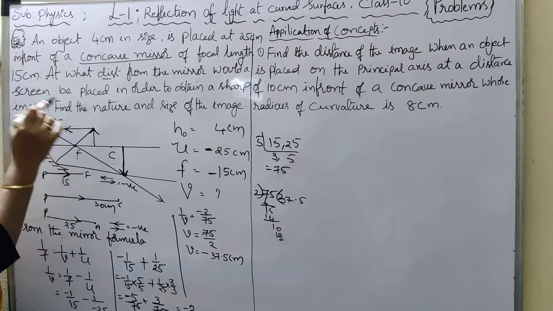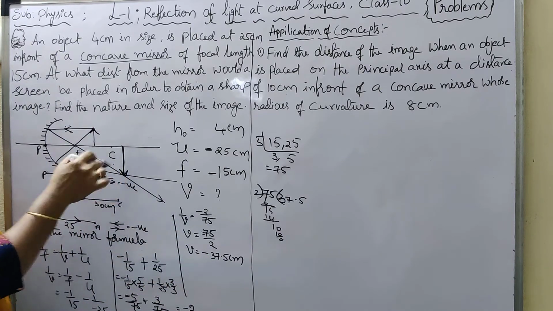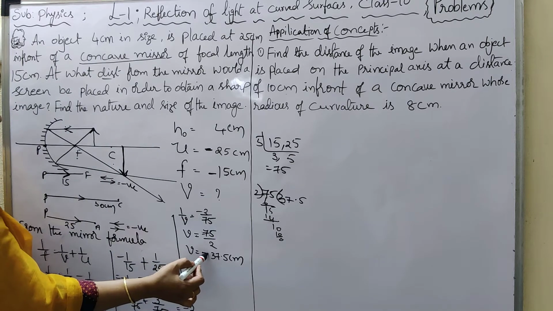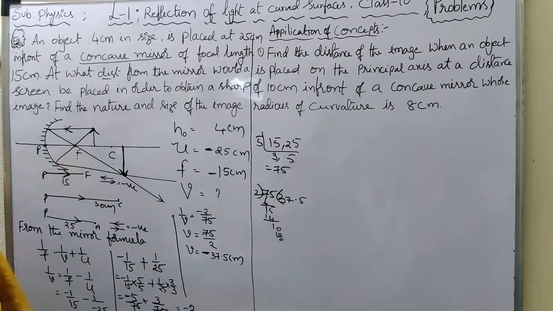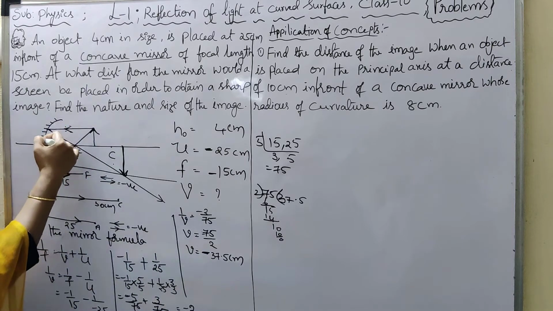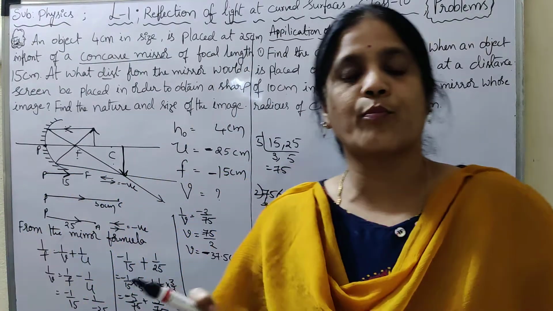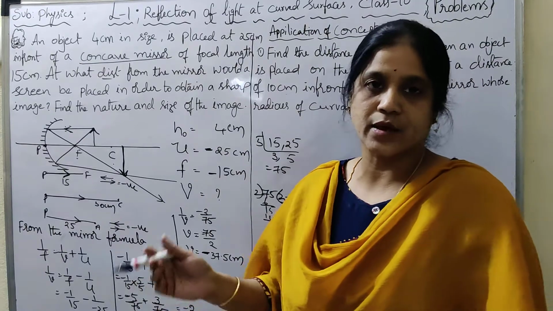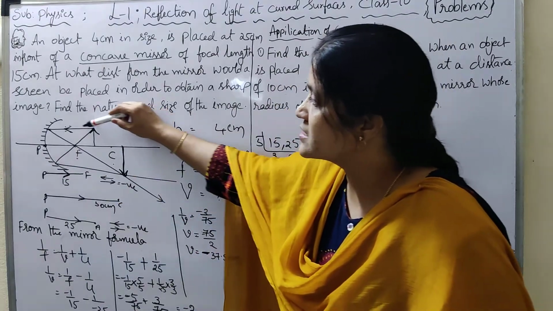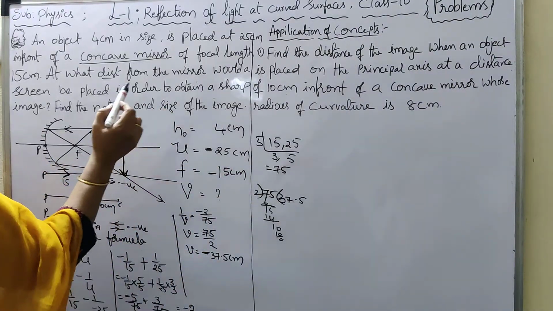Here V means the image is formed at a distance of 37.5 from the pole. If you place a screen at a distance of 37.5, then you will catch the image on the screen. Here what does the negative symbol represent? This negative symbol represents, for the concave mirror, that the image is a real image and it is opposite to the incident ray. I mean the image is formed opposite to the incident ray. See here, the image is formed here and the incident ray is here. Now, okay. So we got it.